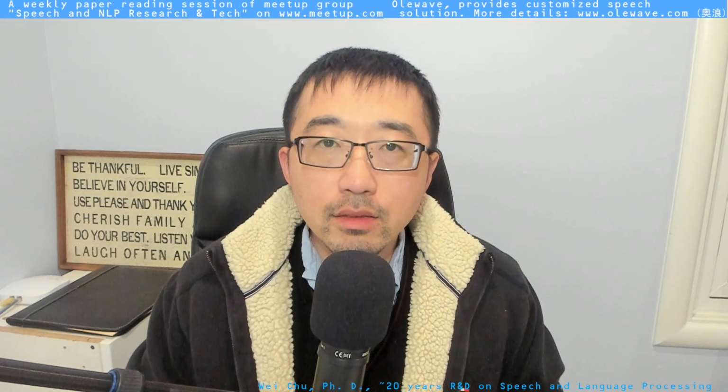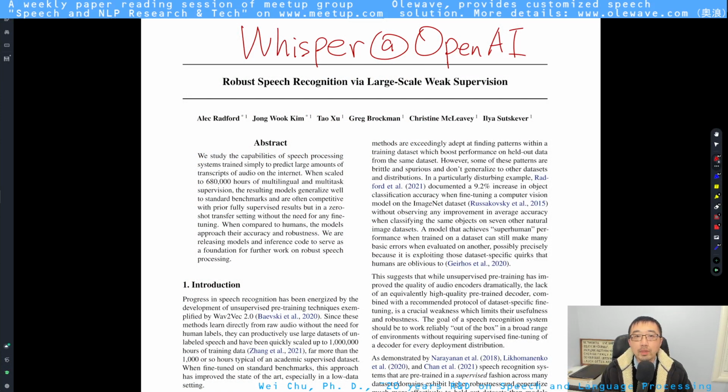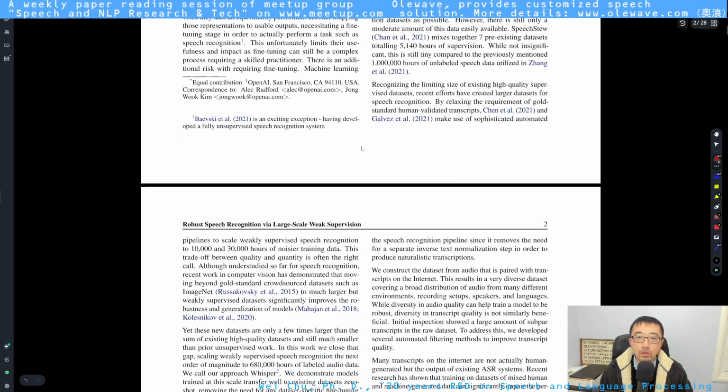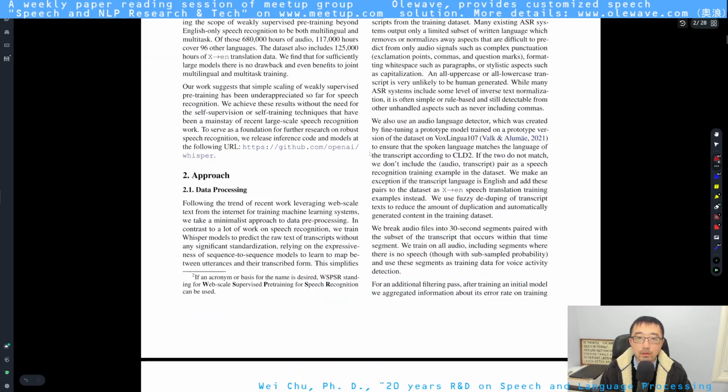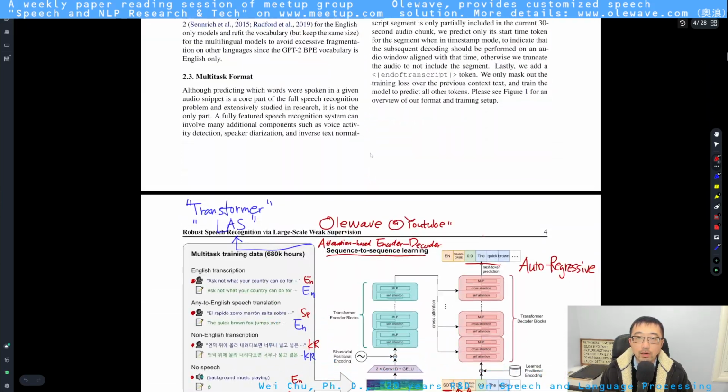Hello guys, today I'm going to have a very quick review of the Whisper API released by OpenAI. This is the paper behind it. The paper's title is Robust Speech Recognition via Large-Scale Weak Supervision. This is probably the largest supervised trained model for ASR when the paper was published about 4 months ago, which was in the second half year of 2022.